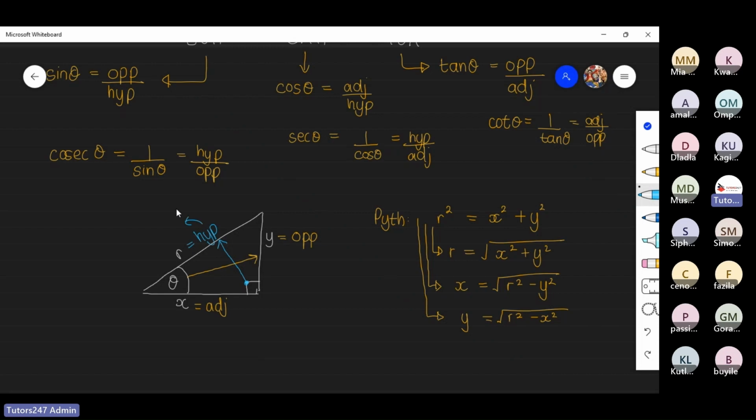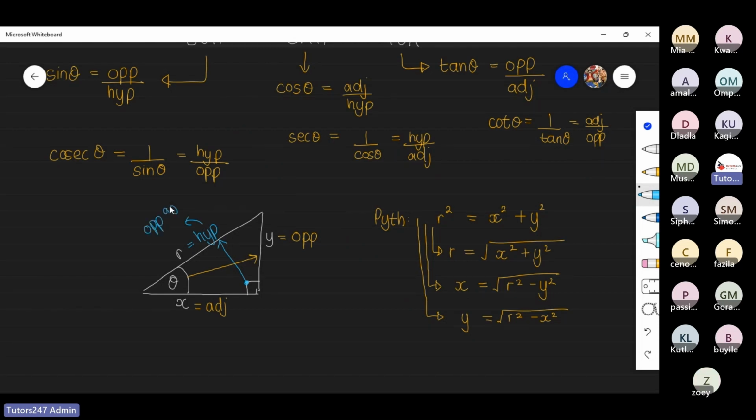Where do we find our hypotenuse? Our hypotenuse is opposite the 90-degree angle. How do we find our opposite? Our opposite is the side opposite theta. How do we find our adjacent? Our adjacent is the side under theta. So always keep that in mind.